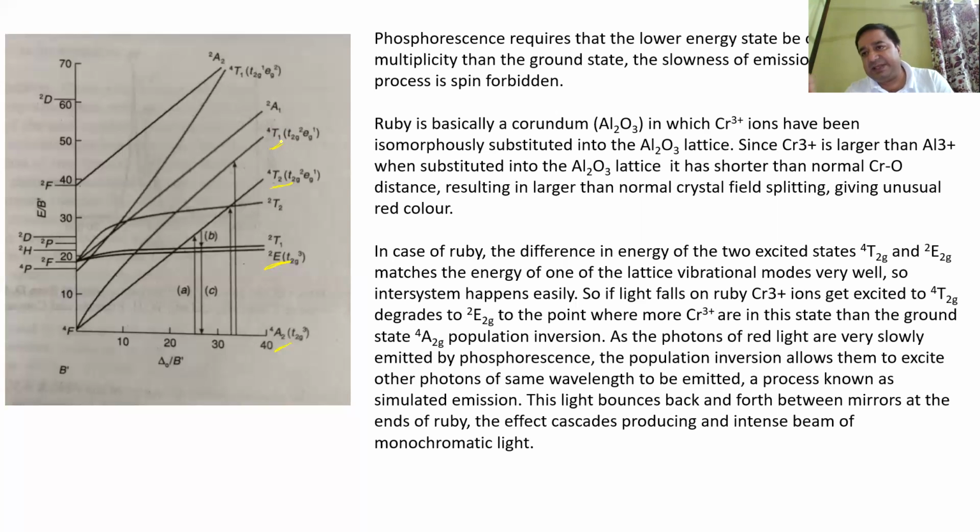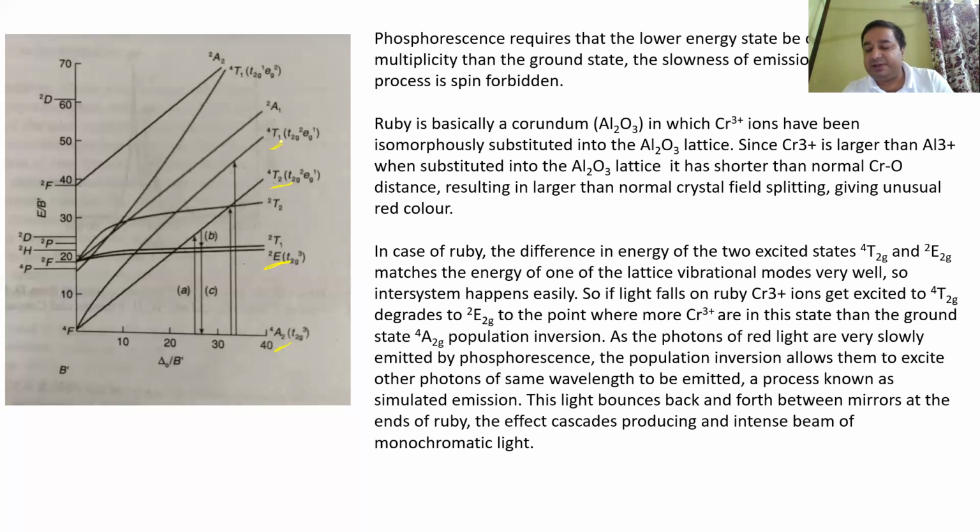Now, this light that is being emitted will keep bouncing between the edges of the ruby, which we call mirrors at the ends of the ruby, and they will all be in the same phase. So the light coming out of the ruby will be monochromatic, and its intensity will be much higher, because they are in phase, they all combine together, and you get much more intense light.